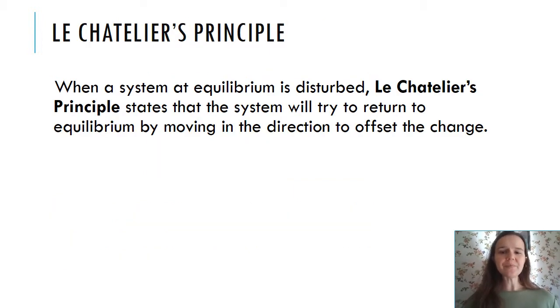Le Chatelier's principle, most of you who've done general chemistry will remember this. It's saying that if you disturb a system that is at equilibrium, it will try to return to equilibrium by offsetting the change. So if you take away a product, it'll try to move towards the products to fill that in. If you add a reactant, it'll move away from the reactants to get rid of that.